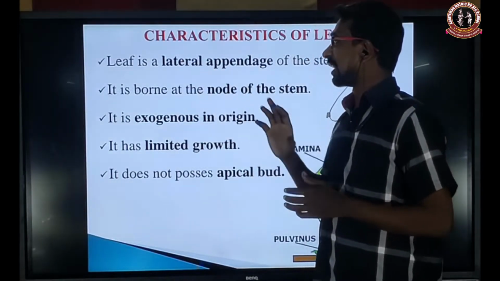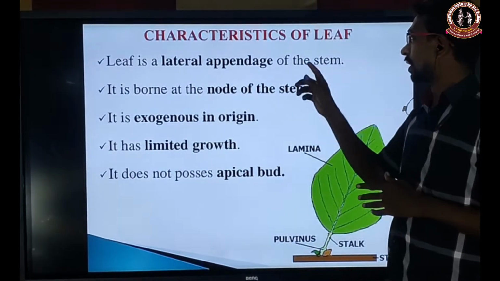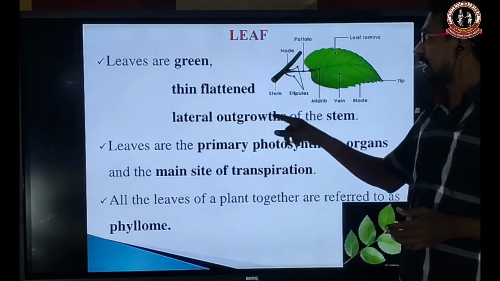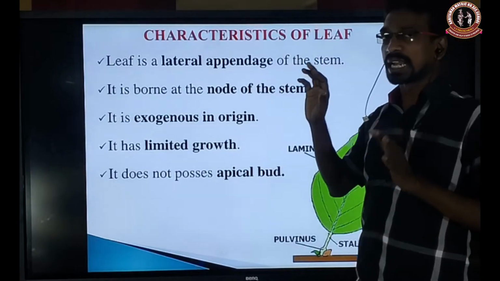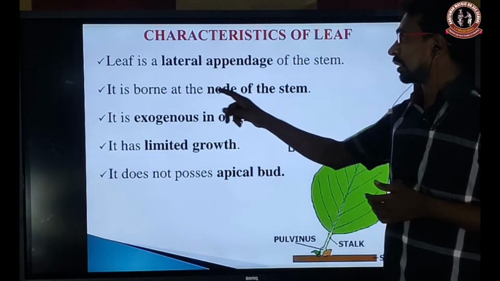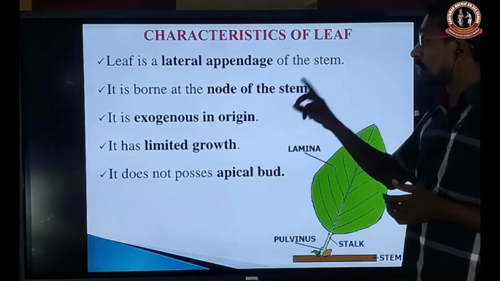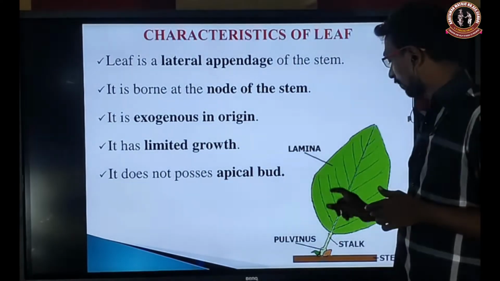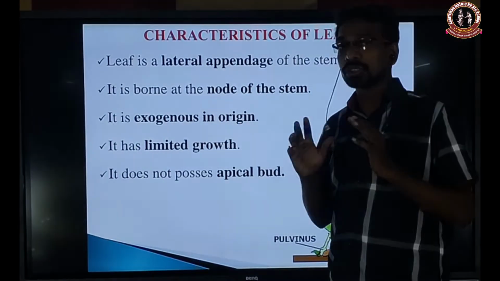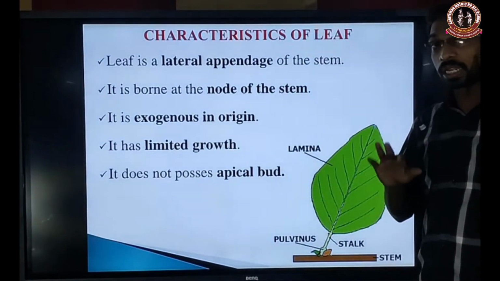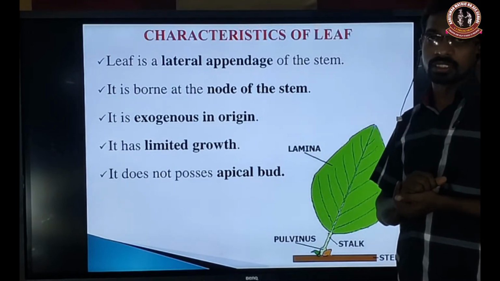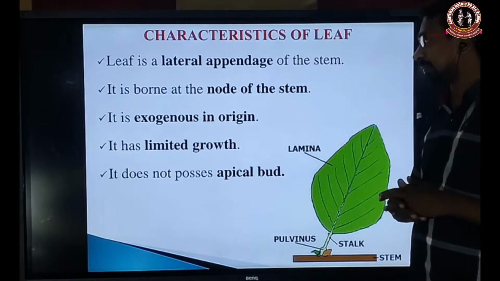The leaf is a lateral appendage of the stem. Already we know that it is a lateral outgrowth. Next we are going to see the characteristic features. It is a lateral appendage, born at the node of the stem, and it is exogenous in origin. It is not endogenous. Exogenous means from the surface: it originates from the surface of the stem.